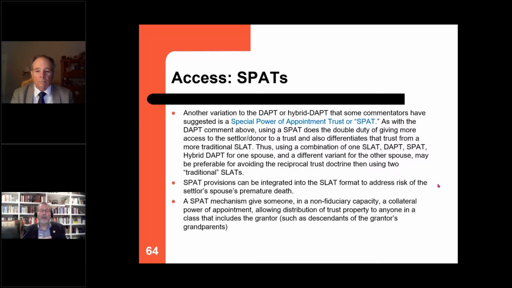And that was kind of the point, one of the key points of this whole program on SLATs, is that you can do much more robust SLATs. Bake in a loan provision. We gave you sample language. Have a robust trust protector provision. Look at the SPAT and hybrid DAPT provisions that Jonathan mentioned, even if they're not comfortable doing a DAPT today. What a great way to differentiate from the reciprocal trust doctrine. What a great way to give access.